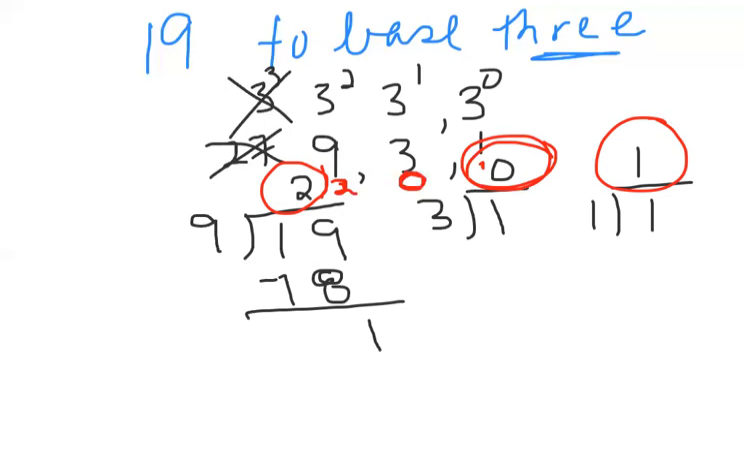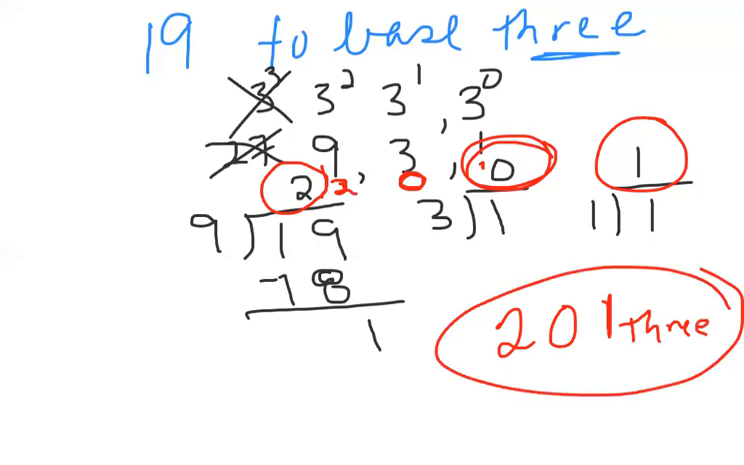So 19 as a base 3 number would include 2 9s, 0 3s, and a single 1. And this number is in base 3. 2 9s makes up 18, and then plus a 1 gives you 19. That was only the second example. Give it some time to permeate, guys. It takes some getting used to.